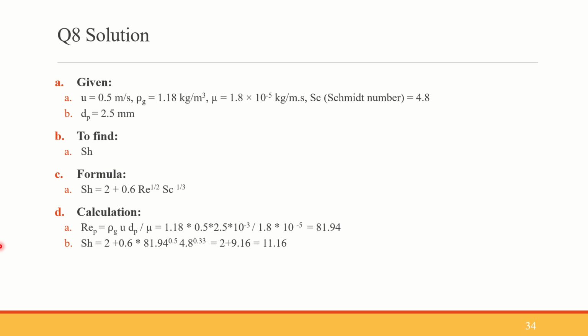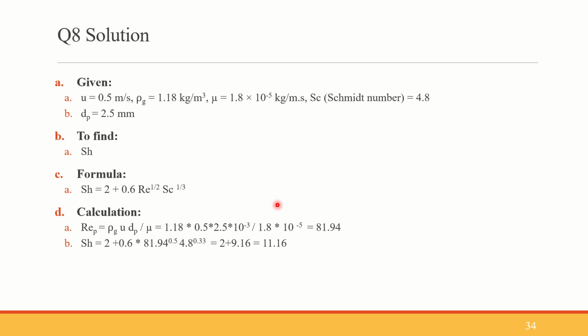So moving on, we have the calculations. First, we need to find the unknown terms. Schmidt number is directly given, but Reynolds number is not directly given. So Reynolds number is of the form rho v dp by mu. Here rho is 1.18, u is 0.5 meter per second, dp is 2.5 into 10 power minus 3, and mu is 1.8 into 10 power minus 5.